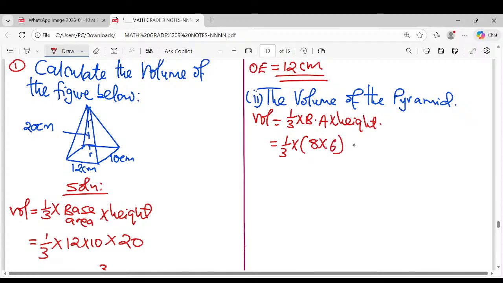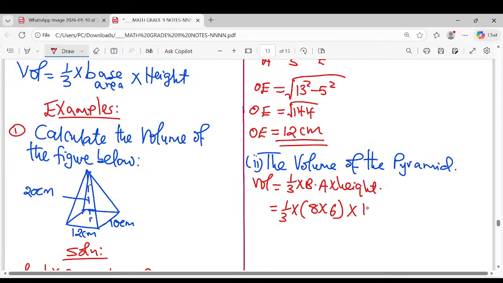This gives you the base area. Then multiplied by the height OE, which we found as 12. Remember, the height will be the perpendicular height to the base. So when you multiply this, you are going to get 192 cubic centimeters. 192 cubic centimeters as the volume. We have that one as the volume.